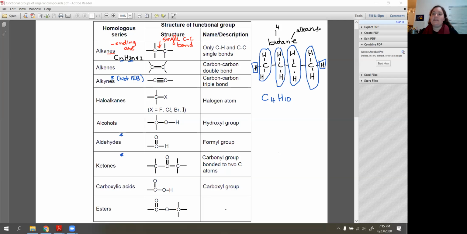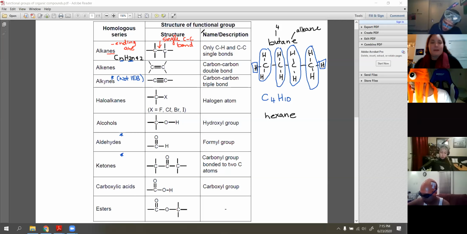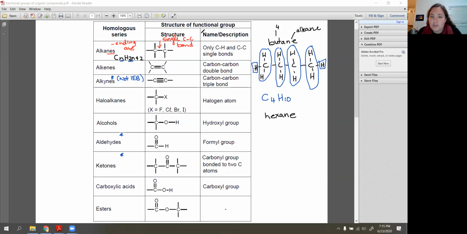All right. Ladies and gentlemen, I'm giving you a very quick example because I know that most of you are relatively good with this. But can I ask everybody right now to please draw hexane for me? On a piece of paper, quickly draw in hexane. Okay, give me a thumbs up when you're done. And then we will compare our hexane molecules and check that you're all on the same page.